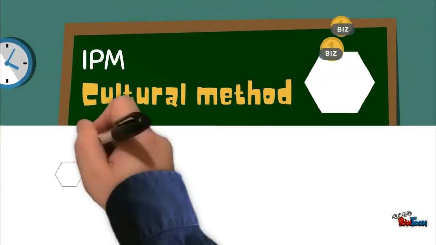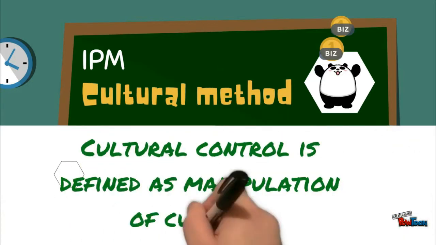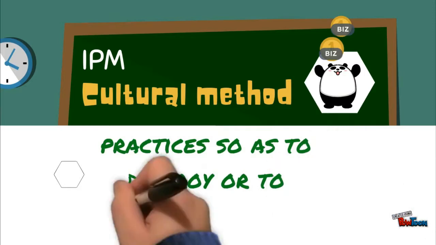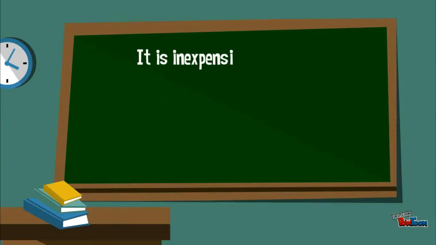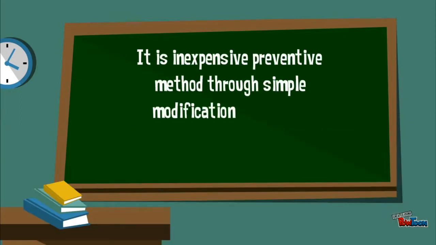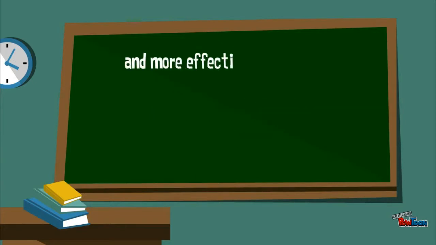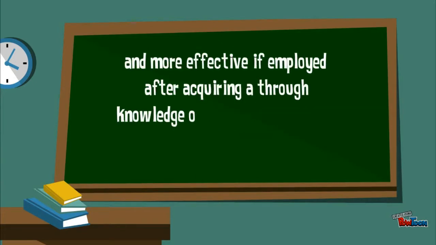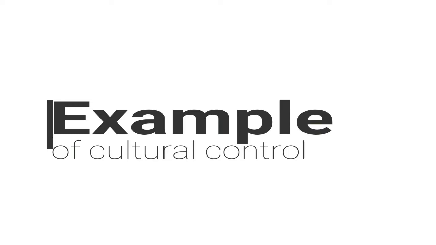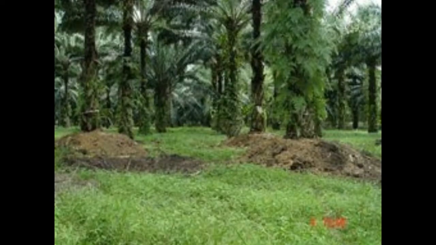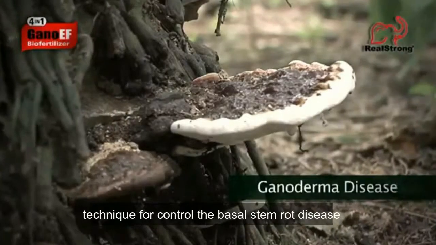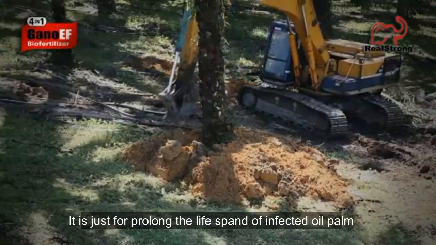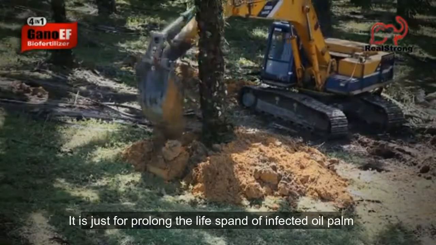Cultural method. Cultural control is defined as manipulation of cultural practices so as to destroy or to prevent the insects and disease from causing injury to plants. It is an inexpensive preventive method through simple modifications of the pests' environment, and more effective if employed after acquiring a thorough knowledge of the life history and habits of a pest. An example of cultural control applied in oil palm plantations is soil mounding. Soil mounding is a technique for controlling basal stem rot disease. It is just to prolong the lifespan of infected oil palm.